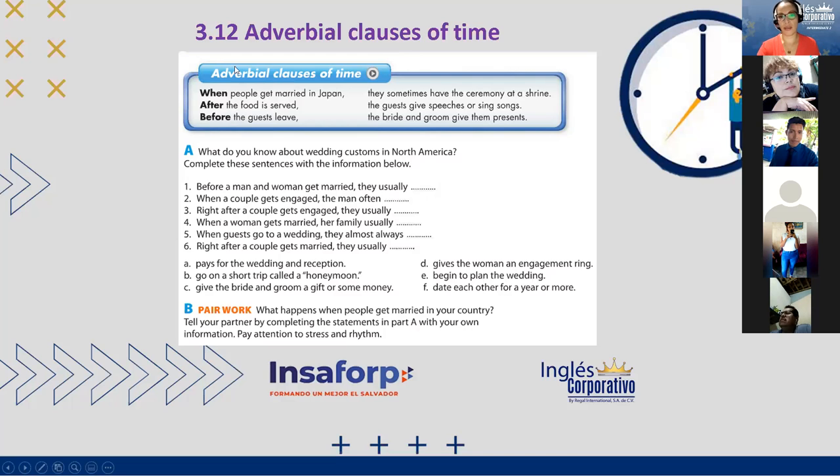Y se habla de dos tipos de cláusulas. Para hacerlo más fácil, se llama cláusula, digamos, a la oración. Se compone de dos cláusulas o dos oraciones. Una se llama independiente y la otra dependiente. ¿Cuál es la dependiente? La dependiente es la que no tiene sentido por sí sola. Por eso se llama dependiente, porque necesita algo más para tener sentido. Necesita otra oración después. Por ejemplo, si yo digo la primera, when people get married in Japan.